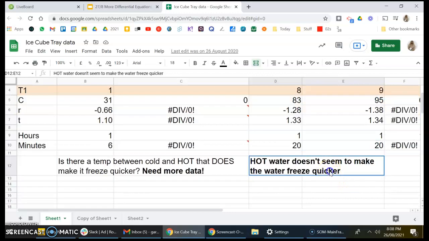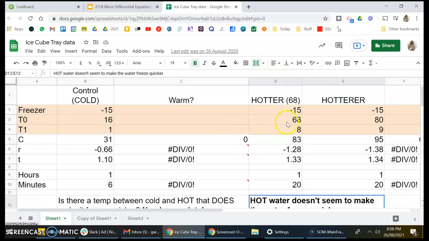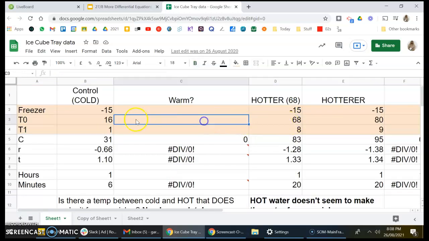So my conclusion was hot water doesn't seem to work, but maybe there's a temperature between cold and hot. I need to do another one that's more like warm, maybe about 40 degrees or something like that. But at that point, I lost interest and lost time. Maybe you could do an experiment. Try some kind of temperature between 16 degrees and 68 and see if it does it faster or slower. Who knows? All right.